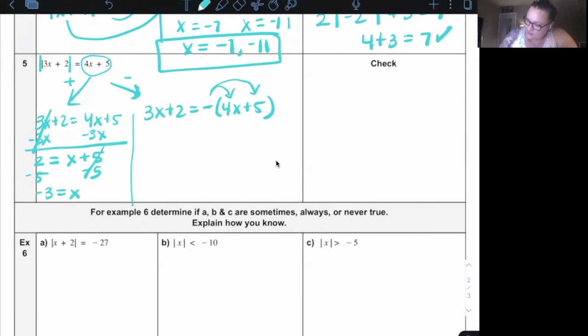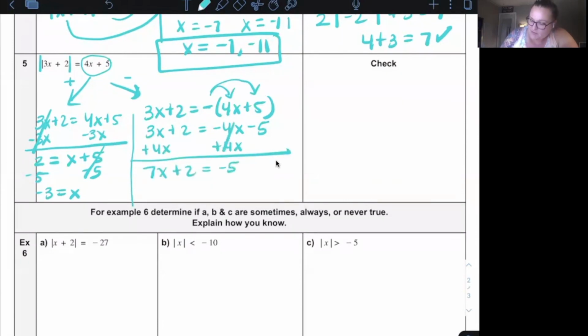Then over here, I'm going to distribute that negative. Then I'm going to subtract. Actually, I'm going to add the 4x to both sides. I'm going to get 7x plus 2 is equal to negative 5. Then I'm going to subtract 2. 7x is equal to negative 7. Divide both sides by 7. So x is equal to negative 1.